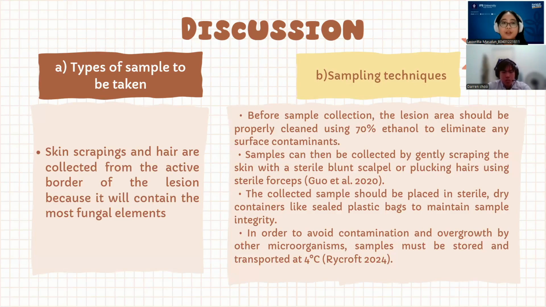For the first one, types of sample to be taken. We will take skin scrapings and hair from the active border of the lesion because it contains the most fungal elements. And then the sampling technique for this. Before sample collection, the lesion area should be properly cleaned using 70% ethanol to eliminate any surface contaminants. Then the sample can be collected by gently scraping the skin with a sterile blunt scalpel or plucking hairs using sterile forceps, according to Guo et al.